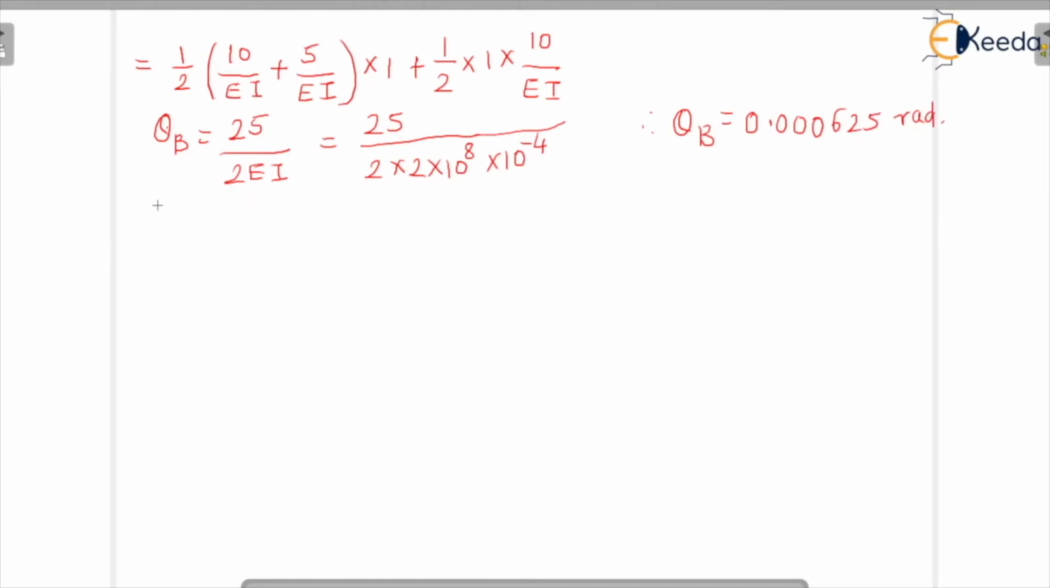Okay, so theta B is nothing but slope. Now let us see YB. YB is the deflection for the normal beam, and it is the bending moment at B star for the conjugate beam.